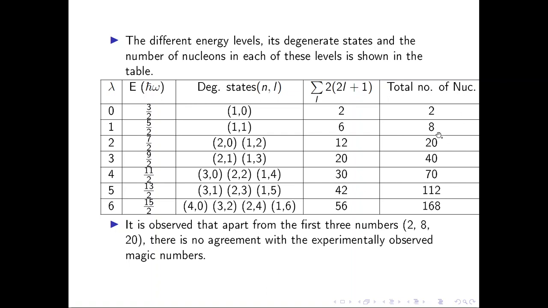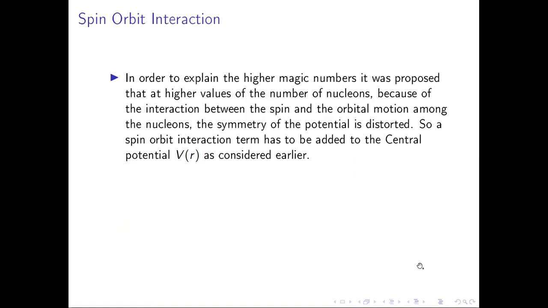Because the magic numbers are 2, 8, 20, 28, 50, 82, 126. That is what we discussed. Only the first 3 match the experimentally observed magic numbers. So there is a lacuna, there is some problem with the theory or the potential that we have considered. We are not getting the higher order magic numbers, only the first 3. So what is the problem?